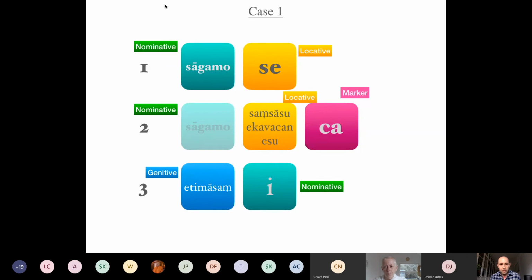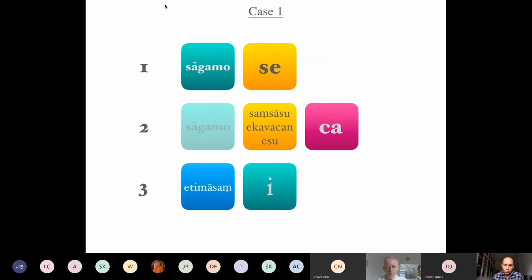But here we were discussing anubhuti only. And so we see that there is a genitive and a nominative. Now this is the situation. The question will be then, what do we read here? As you have seen already, what we have to read again is samsasve kavachanesu. Why? Because there is no new block performing the function, the yellow function, in this case the locative.